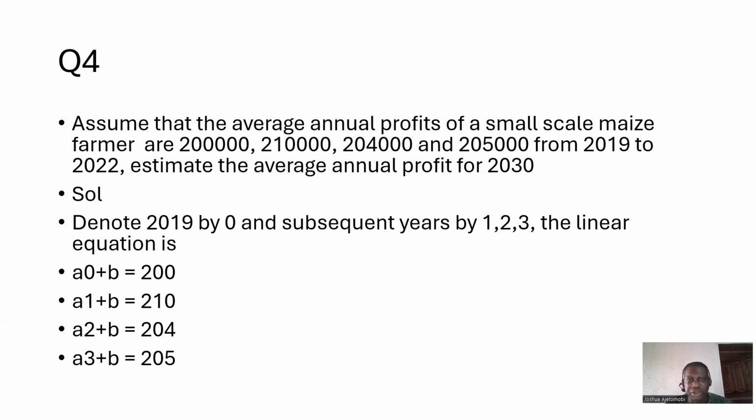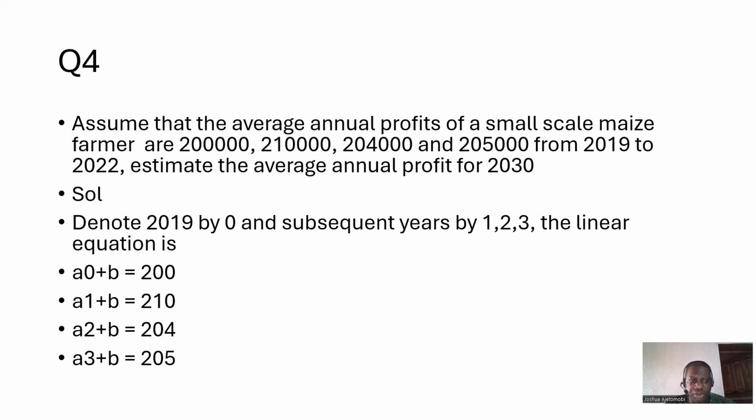Now the last question for this part of the economic application, assume that the average annual profit of a small-scale maize farmer are 200,000 to 10,000, 2,000 and 4,000 to 5,000 from 2019 to 2022. I want to estimate the average annual profit for 2030.